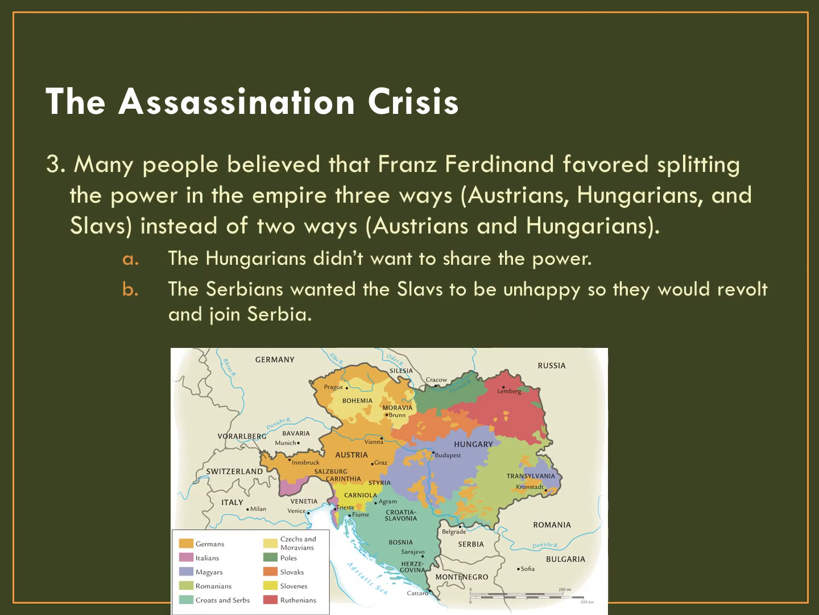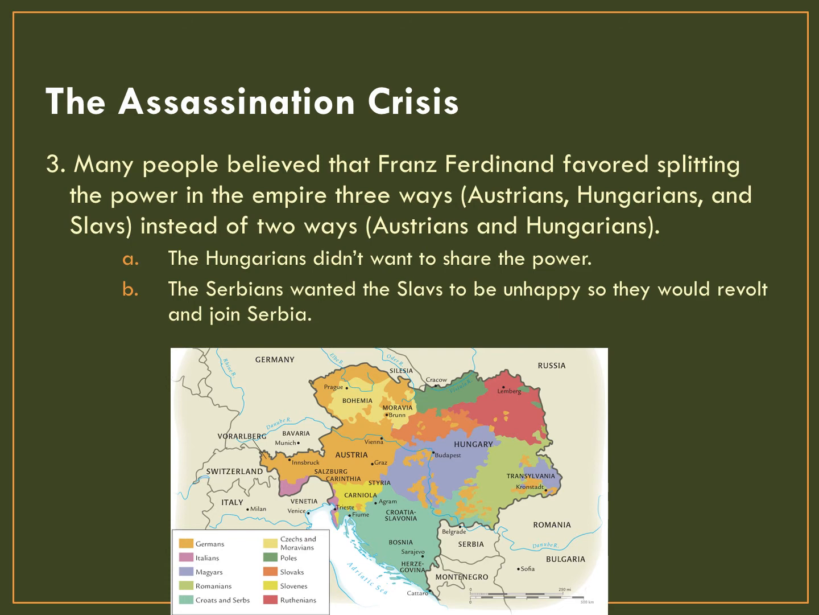Many people believed that Franz Ferdinand favored splitting the power in the empire three ways, between the Austrians, who on the map are the orange, the Hungarians, who are the purple, and the Slavs, the smaller ethnic groups towards the south, like where you see Bosnia, Croatia, and Herzegovina. Those were more of the Slavic ethnic groups, so he wanted to give them power as well, so that they would have more of a say and be treated better.